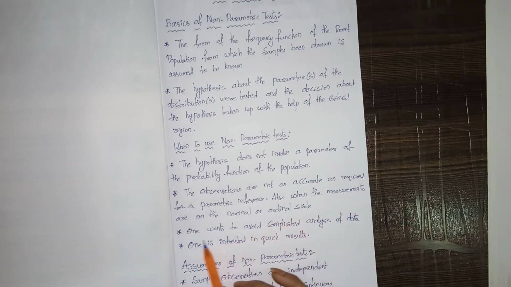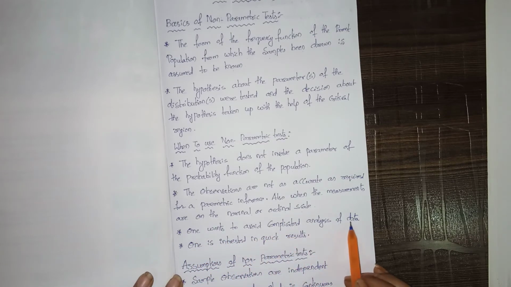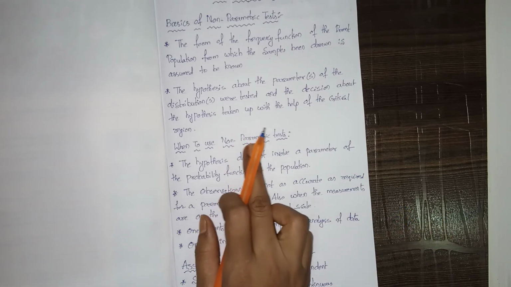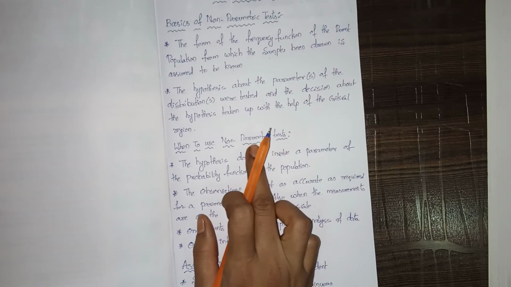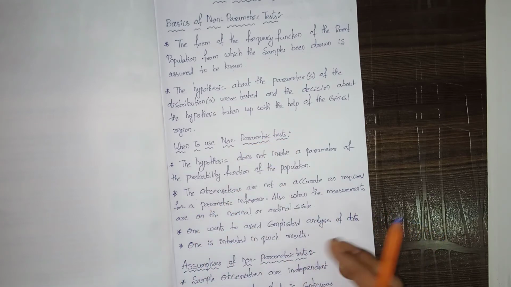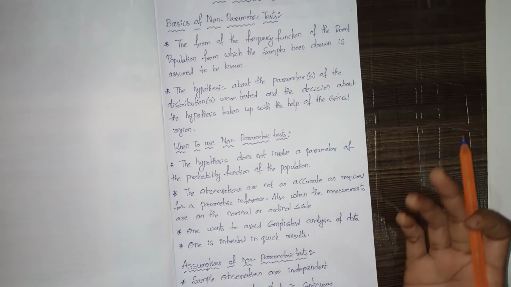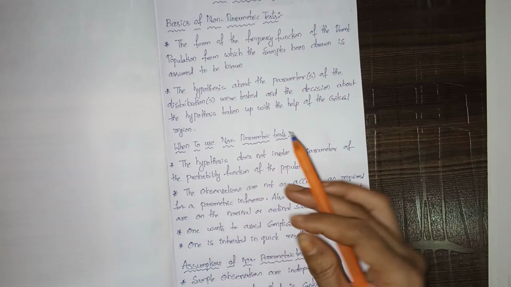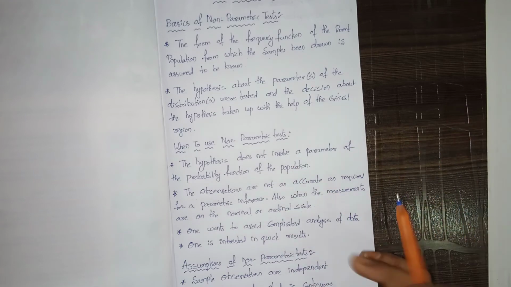And the next is, one wants to avoid complicated analysis of data. If we don't want to do many calculations, at that time we prefer non-parametric test. Why? Because non-parametric test does not include any complicated calculations. And the next is, one is interested in a quick result. So if you want the result to be quick, at that time we use non-parametric test. So this is about when to use non-parametric test.